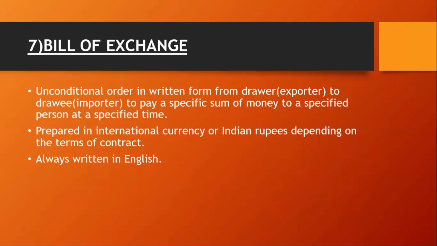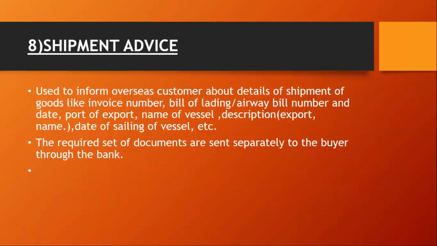There are generally three parties to the bill of exchange: drawer, drawee, and payee. However, drawer and payee may be the same party sometimes. Coming on to the next principal commercial documents, we have shipment advice.